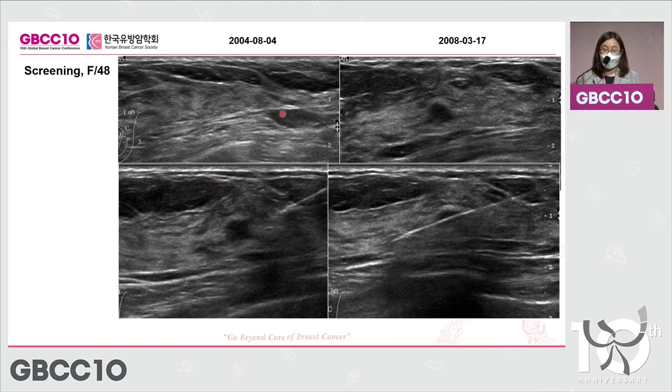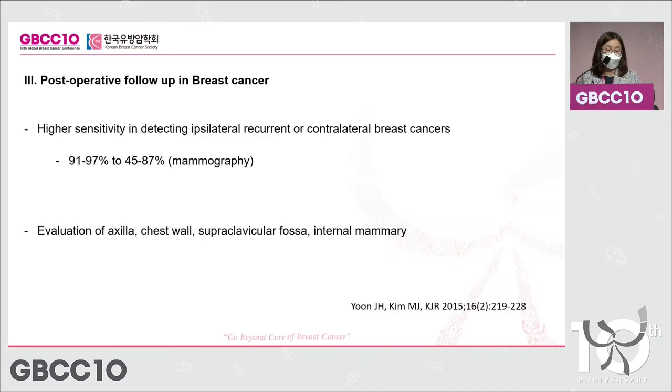We looked at the different cases where all of these patients had undergone a biopsy, and this patient, every 2 years since 2004, went through a screening follow-up. And in the screening workup, there was nothing. But 4 years down the road, we see that there is a 4 millimeter mass, and we did a biopsy, and we were able to find a low-grade DCIS. So continuously, if we do a follow-up, these small cancers or these small masses can be found.